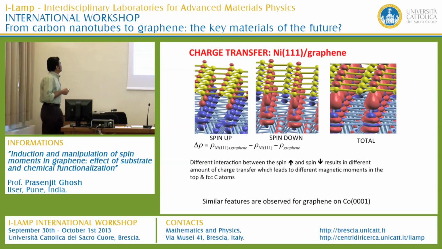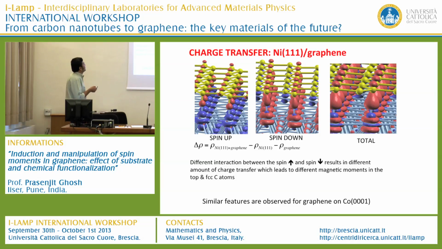Basically, this is the difference between the charge densities of the combined system with respect to the individual components. The blue isosurfaces show regions of charge depletion, while the red ones show charge accumulation. What we see is that for the spin up electrons, there is a transfer of charge from the nickel to the graphene sheet, while for the spin down electrons, there is a transfer of charge from the carbon atoms which are in the FCC site to the nickel atoms on the surface.